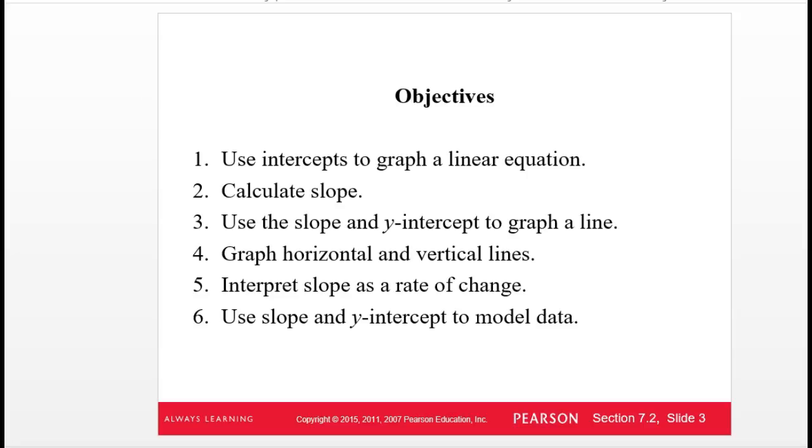And then we're going to interpret slope as a rate of change, meaning how the y variables are changing as x changes, and then use slope and y-intercept to do a linear model.